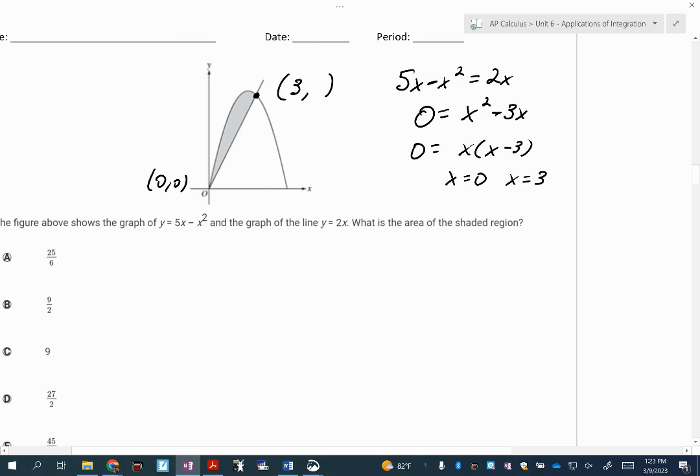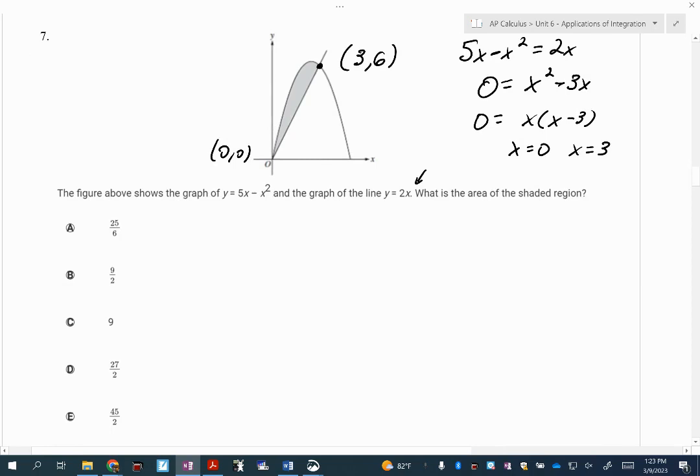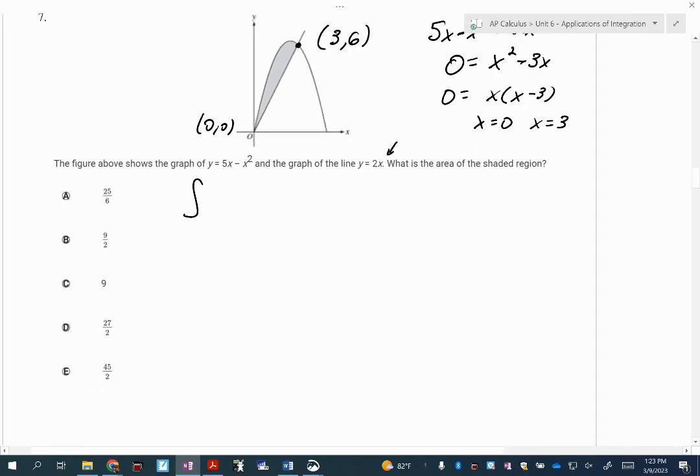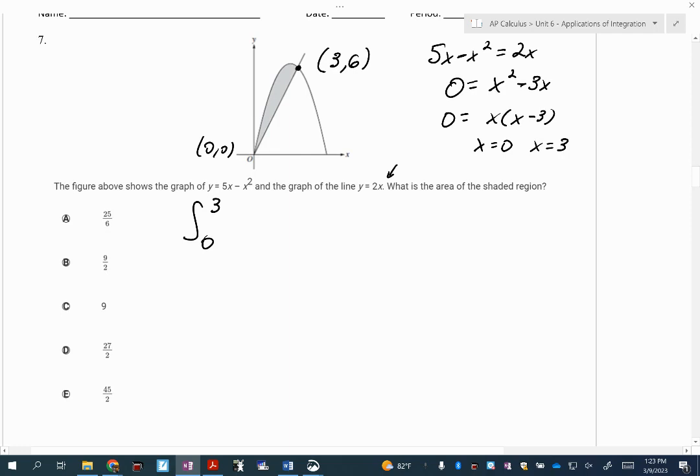So I know it's 3, and you can plug that 3 into either one. It will be the same. The easiest one to plug it into is this x. 3 times 2 gives you 6. All right, so the area of the shaded region is going from 0 to 3, and the entire time my parabola is above my line. So I'm going to do the integral of 5x minus x squared minus 2x, all of that, dx. So this is my integral that I'm setting up.